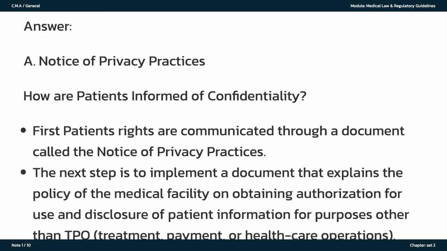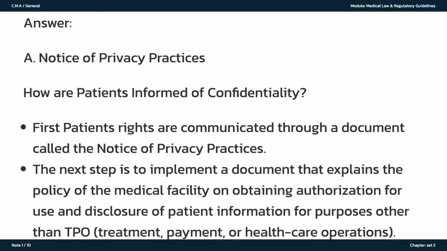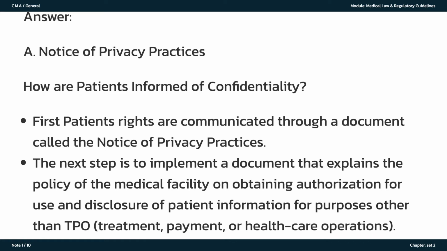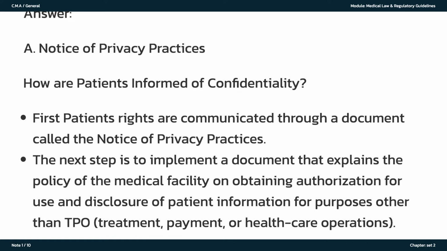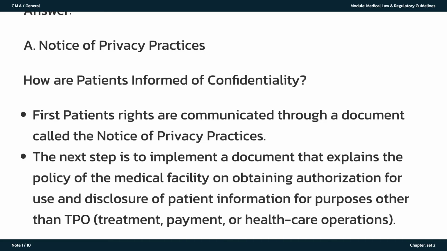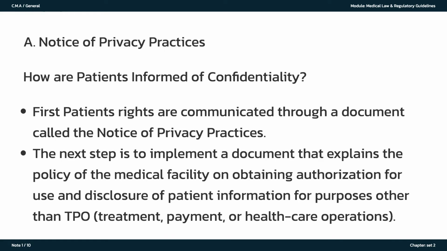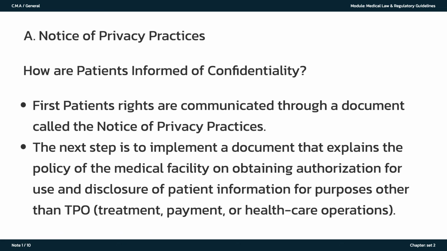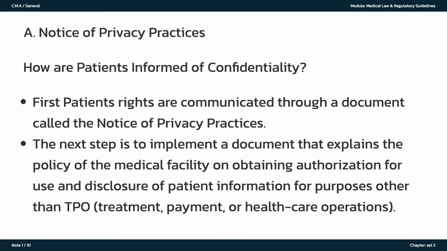How are patients informed of confidentiality? A. First, patients' rights are communicated through a document called the Notice of Privacy Practices. B. The next step is to implement a document that explains the policy of the medical facility on obtaining authorization for use and disclosure of patient information for purposes other than TPO, treatment, payment, or healthcare operations.